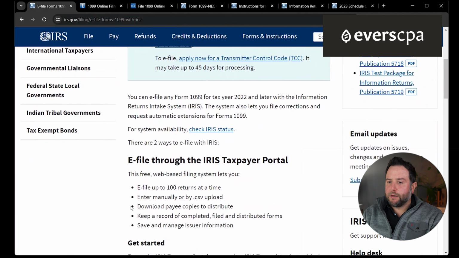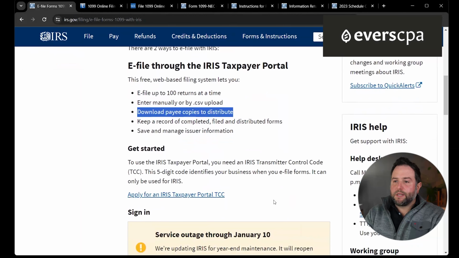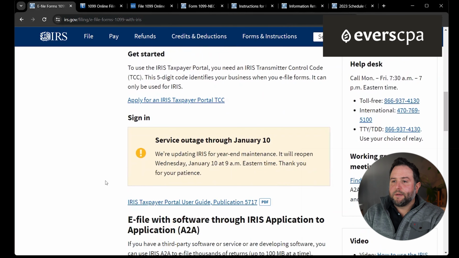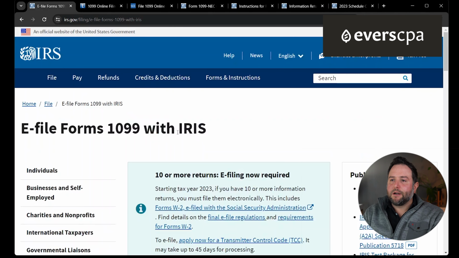And so this is how you use IRIS. One thing of note, in the third bullet point, download payee copies to distribute. You can e-file to the IRS, but you'll also want to make sure that you distribute the copies to your subcontractors and other workers. To get started, you'll register with the IRS portal. At the time of this recording, they are doing their year-end maintenance, but by the time you see this, they will hopefully no longer be having a service outage. So that's one option, using the IRS's IRIS system to file the 1099s.